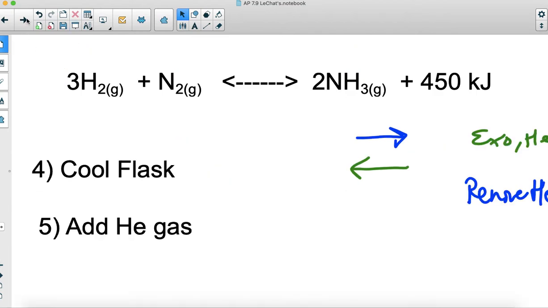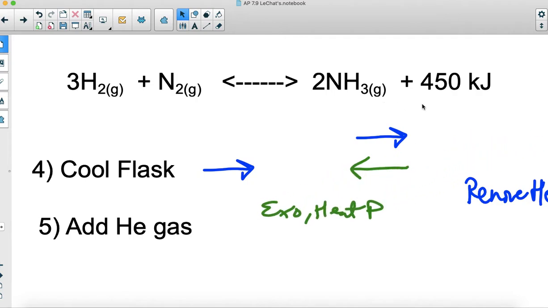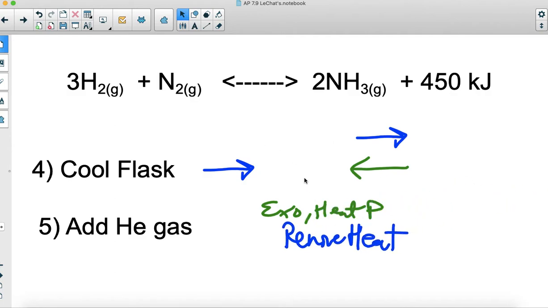All right, here's some more ways we can mess with this reaction. We could cool the flask. We could make this thing colder. If we take heat away by cooling, it's going to want to replace that lost heat. Which way will it move to replace the lost heat? It will move forward. I have some notes over here. This is an exothermic reaction. Heat is a product. Because heat is a product, we know it's exothermic. So removing heat will cause it to go forward.